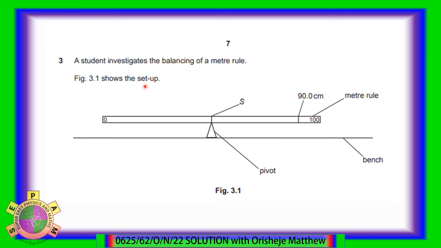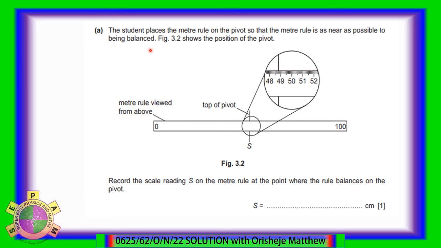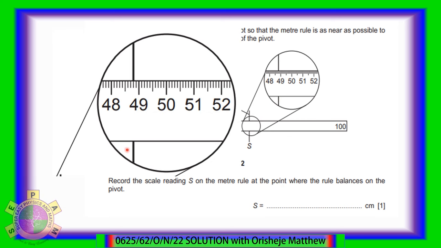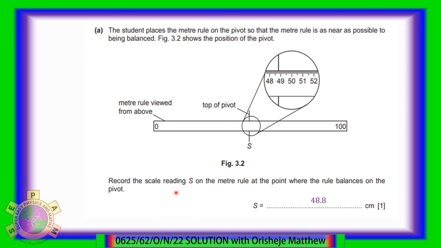Well, let's just follow the procedures. Now, the student balances the meter rule on the pivot. So the balance point is this, showing this. If we magnify it, this is 48, 49. So 48.5, 0.6, 0.7, 0.8. All right, so 48.8 cm, so that is the balance point. So record the reading, write it.